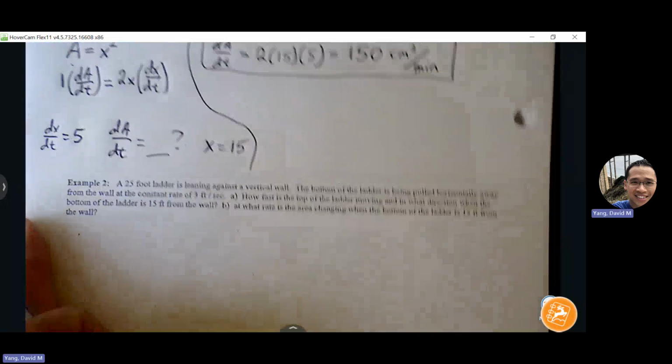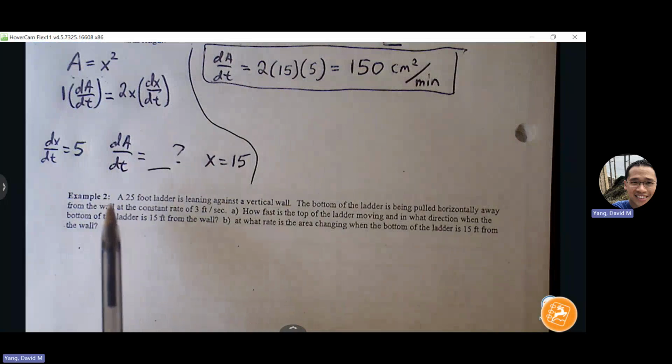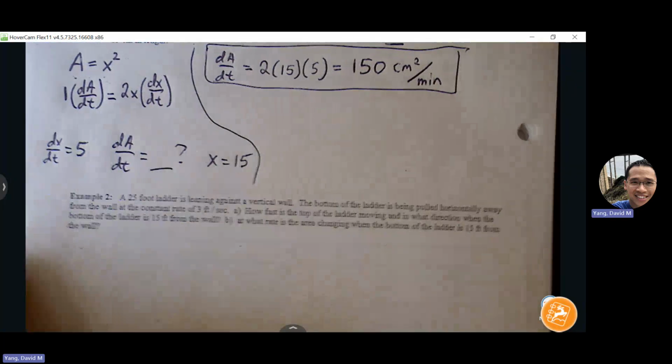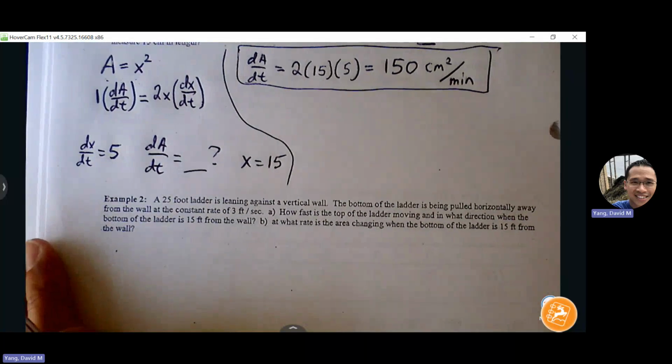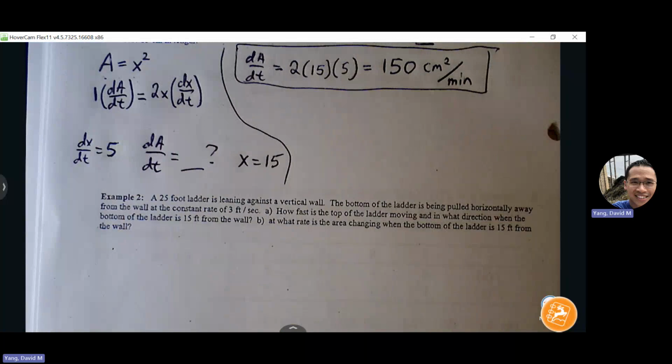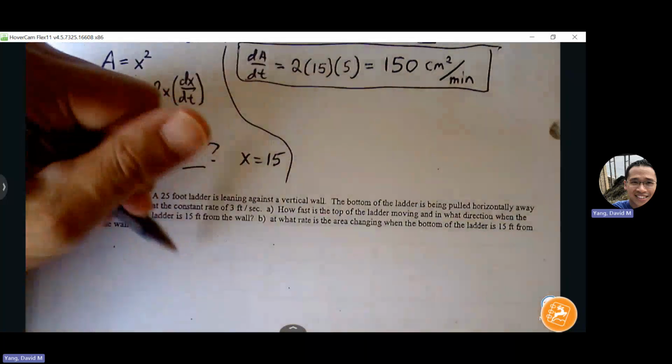Okay, number two, this is one of the first problems that we associate with when it comes to related rates, with this triangle problem involving Pythagorean theorem. Okay, so example 2 says a 25-foot ladder is leaning against a vertical wall.